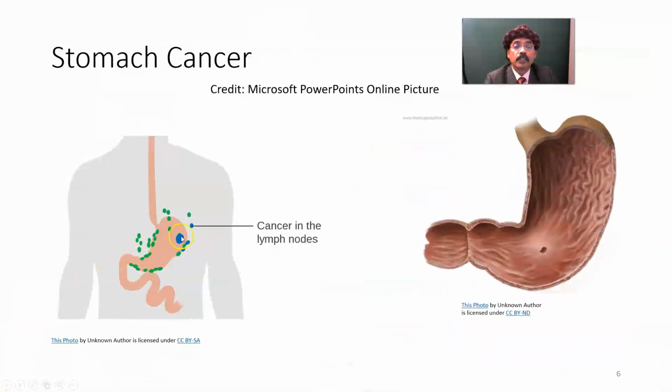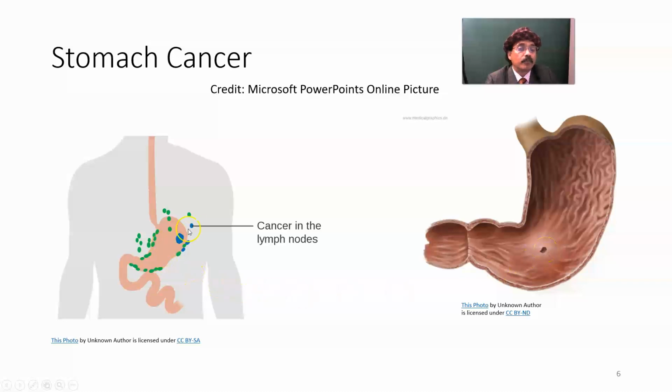So here is the cancer. Usual site is here, but fundus may be involved, and the body of the stomach near the greater curvature is also possible. Usually this is the site. This is the most common site. Cancer will spread through the lymphatics, may spread through the blood vessels. Here is the cancer cell.